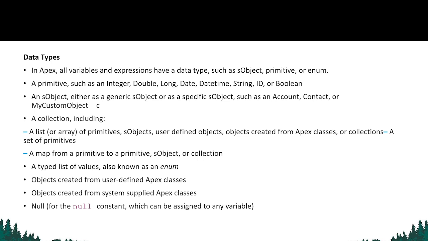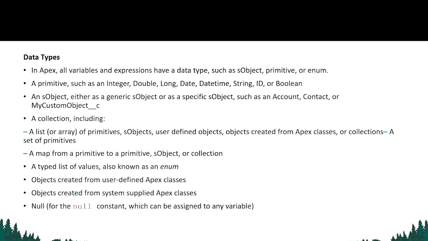Now we have the different data types. All the variables and expressions have some type of data type. We can have the sObject data type, the primitive, the non-primitive, and the enum. The primitive data type stores integer, double, long, datetime, string, Id, or a boolean type. And for an sObject, we can have the generic sObject or a specific sObject. We can have Account, Contact, or my account object underscore c.